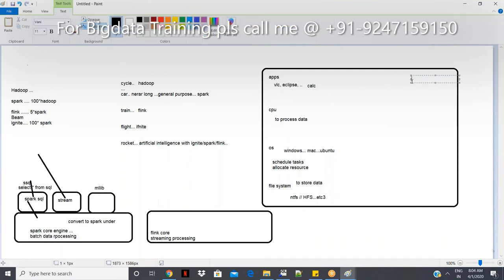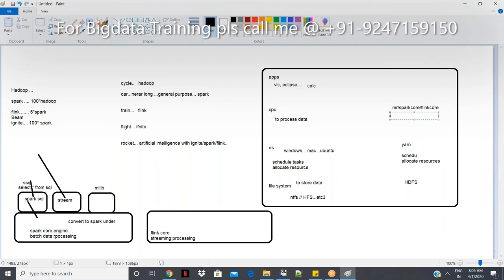Here you use a file system, instead of NTFS or HFS, you use HDFS. HDFS is the one file system. Why? To store a large amount of data, you use HDFS. On top of this HDFS, you use YARN. What is YARN? YARN is almost like a distributed OS. What is the YARN responsibility? Same ditto: schedule tasks and allocate resources. That's why you use YARN. On top of this, you use MapReduce or Spark, Flink, Ignite. These are processing engines, almost like a CPU. Why do you use them? To process.